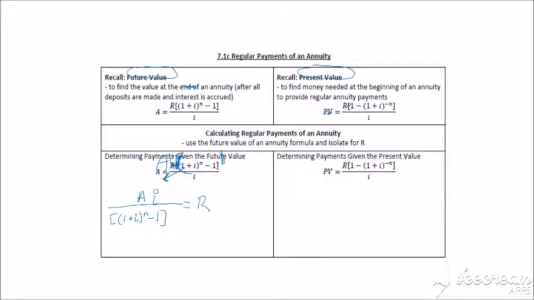Now determining payments given the present value. It depends on what we're given. If we're given the amount, we use this formula. If we're given the present value, we use this formula. And again, this PV is in the numerator. We're going to cross multiply this bracket down. So it's going to be PV all over 1 minus (1 plus i) to the negative n, and we're going to cross multiply this i up to the numerator. Depending on what you're given, when we want to determine the payments, we use one of these two formulas.